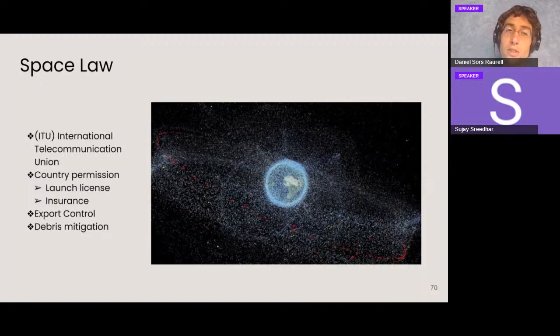You have to comply with your country's permission. At the end of the day, a country has to agree that you launch a satellite. They have to sign off or agree with it. You need to have third party liability, normally. So the insurance aspects of things. Sometimes there are restrictions on export control, ITAR regulations, that you have to comply with.